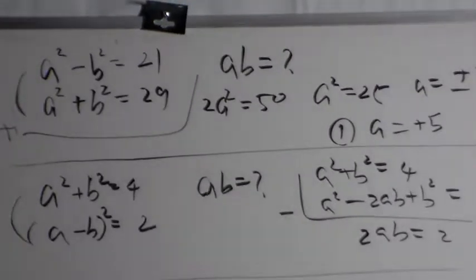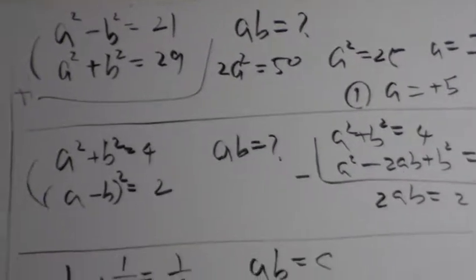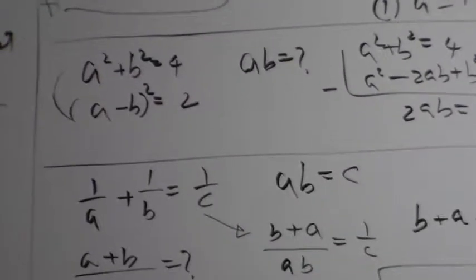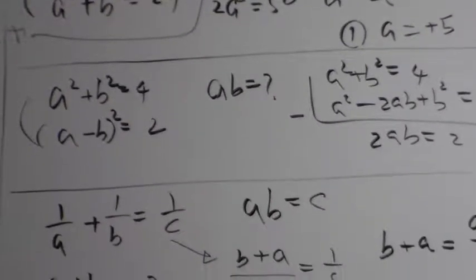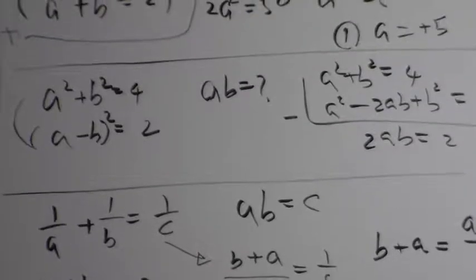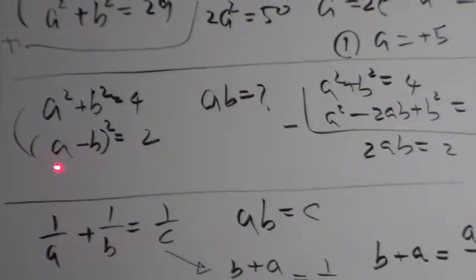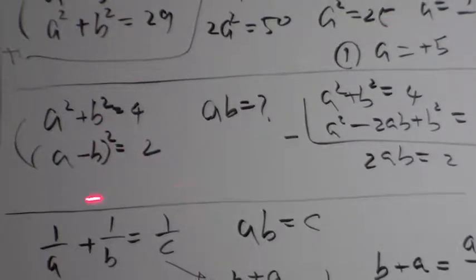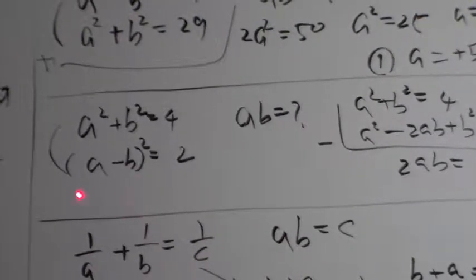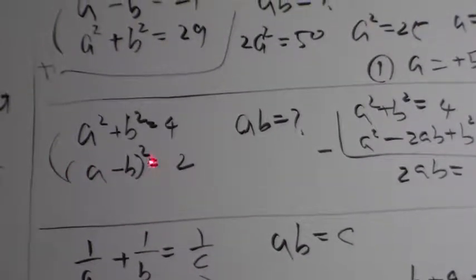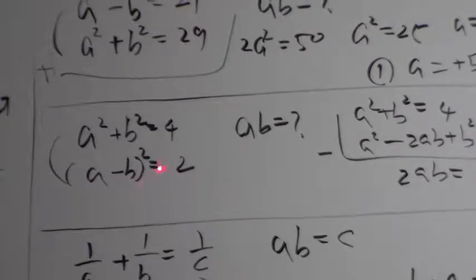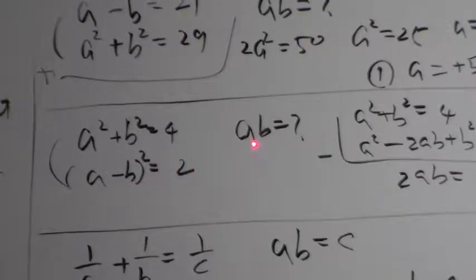Okay. Next one is a very similar thing, but the method of solving is a little different. They say a squared plus b squared is 4, and (a minus b) squared is 2. What is a times b?